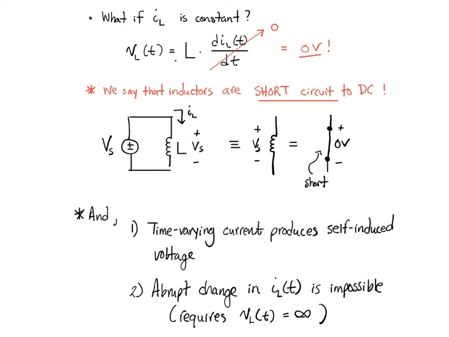So we can say two things. Time-varying current produces a self-induced voltage across an inductor. Inductors act like short circuits to DC. And then, of course, analogous to what we saw in a capacitor, abrupt changes in I are impossible because it would require an infinite amount of energy, in this case an infinite amount of voltage. So inductors resist instant changes in the current.